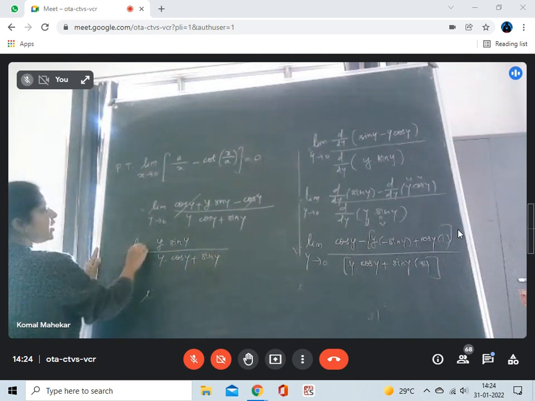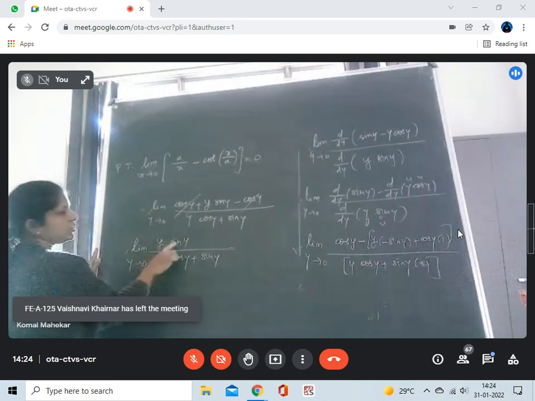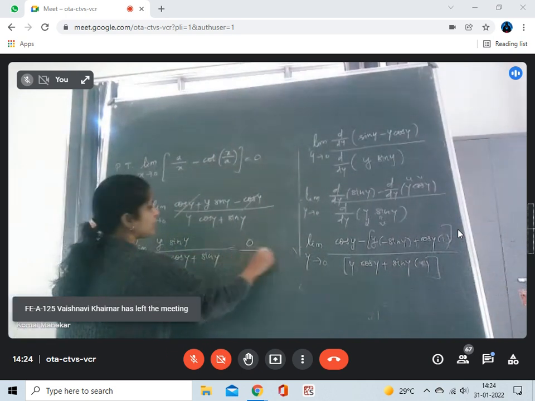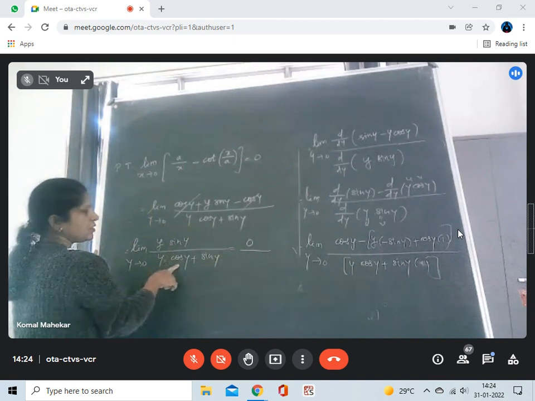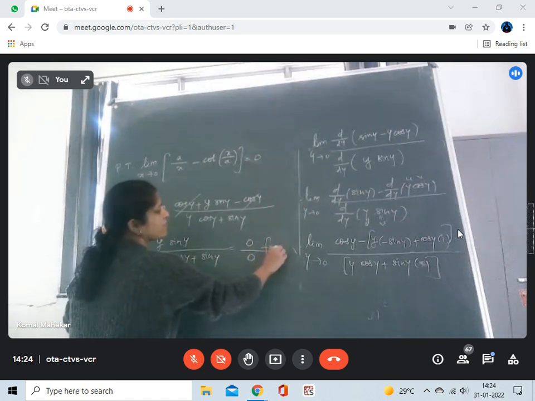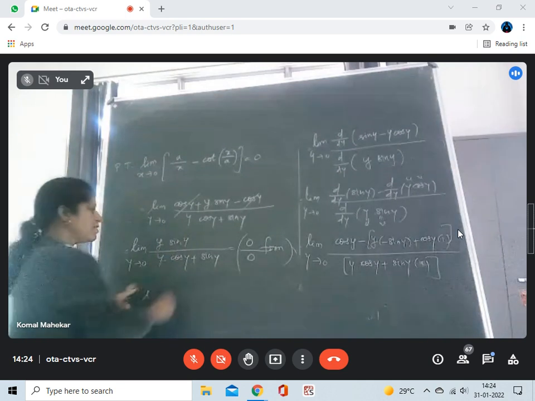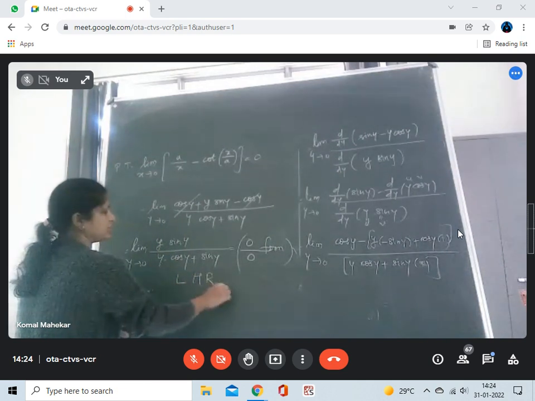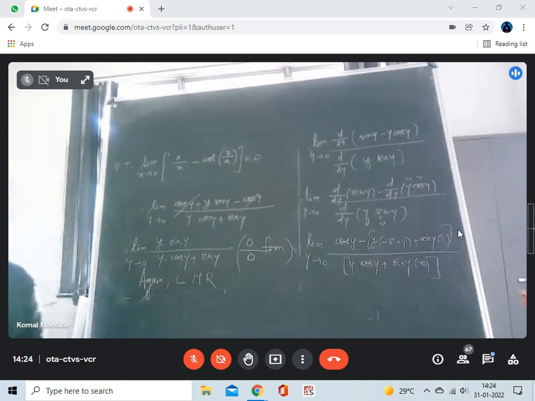So when we apply the limit as y tends to 0, this is 0 into sin 0, that is again 0, divided by 0 into cos 0. Cos 0 is 1, 1 into 0 is 0, and sin y is again 0. So again we get the 0 by 0 form. So again you have to apply L'Hospital rule. When we apply L'Hospital rule again, we get the answer.